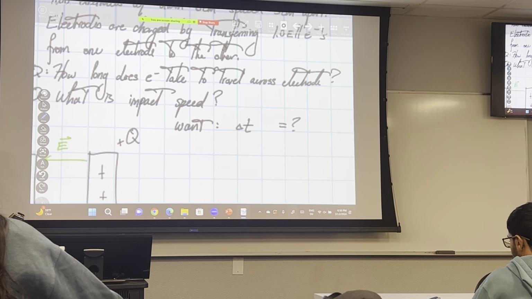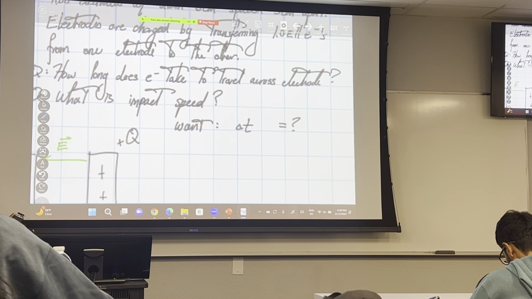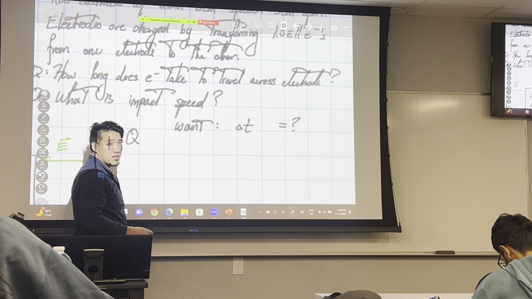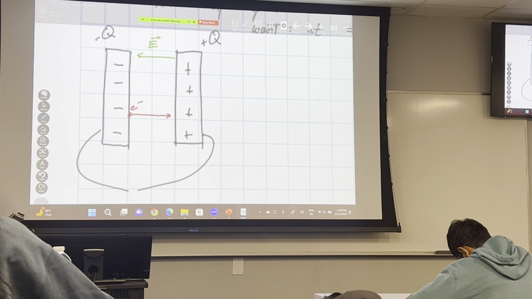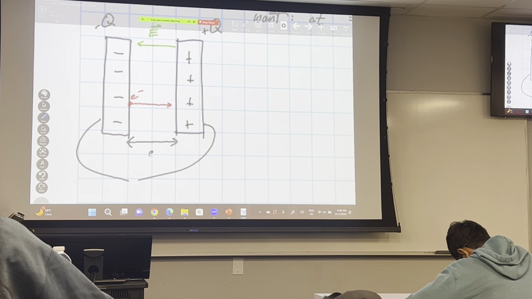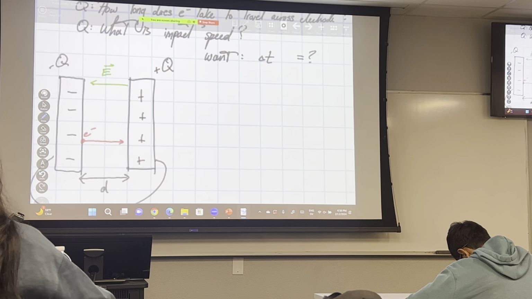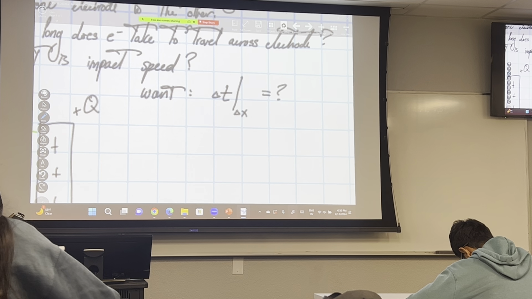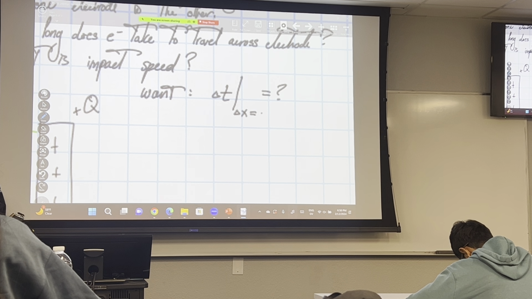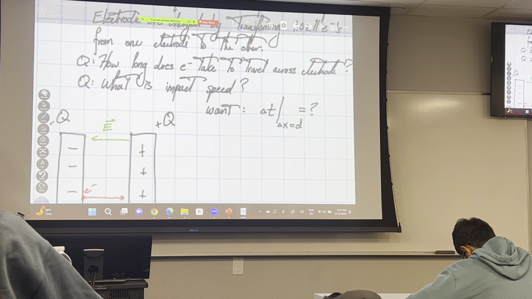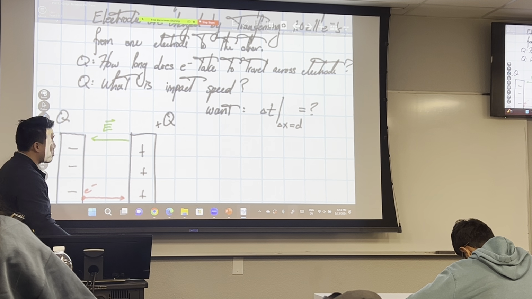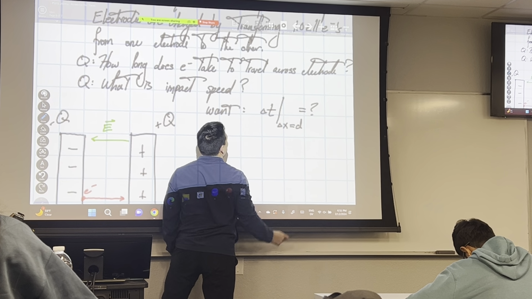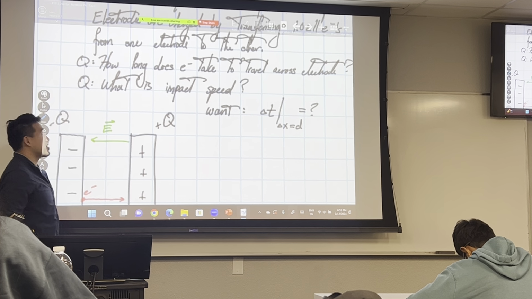But delta T under what constraint? What condition are we looking for to say is the final state of the delta T? That's when the electron travels a distance, lowercase d. So we want the delta T corresponding to the distance that the electron travels being equal to lowercase d. That's the first question. How long does it take? That's delta T. But delta T for what to happen? For the electron to travel across the electrodes, and that is delta x is d.